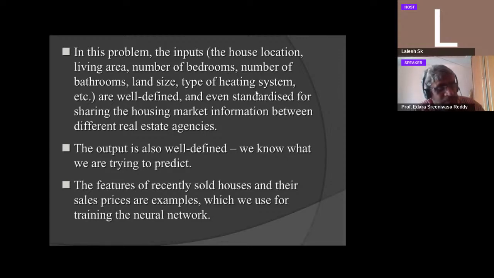I also told in the earlier sessions about selecting a bridegroom. Similarly here also, to purchase a house you will go to real estate agencies, and they will ask all these parameters. Now the output is a well defined house.